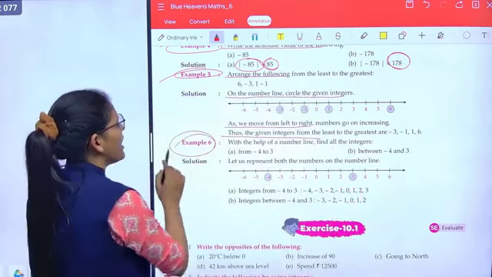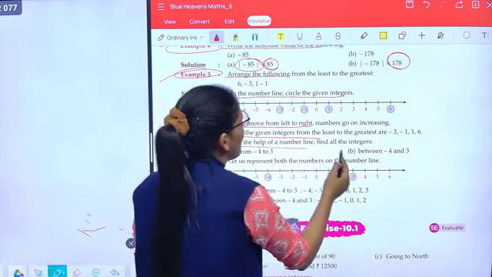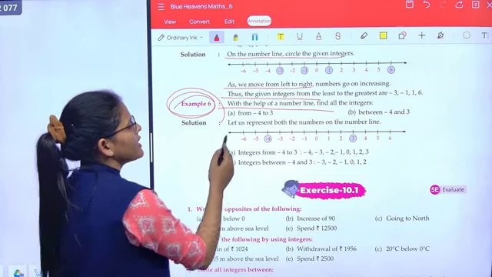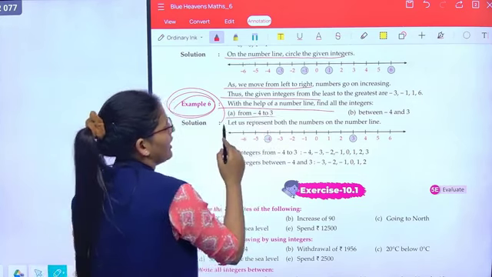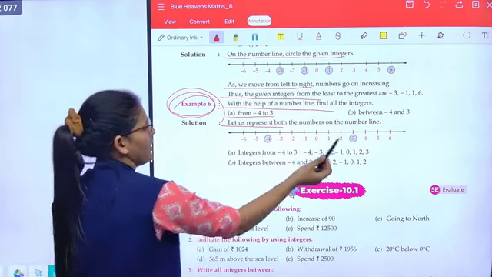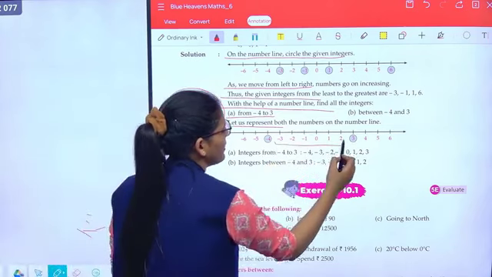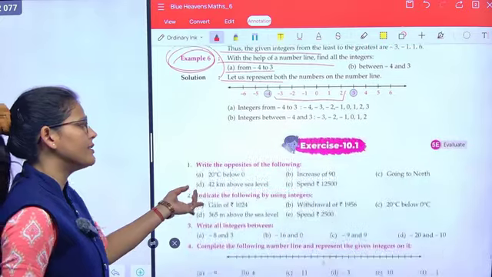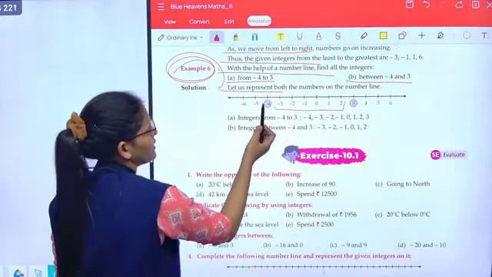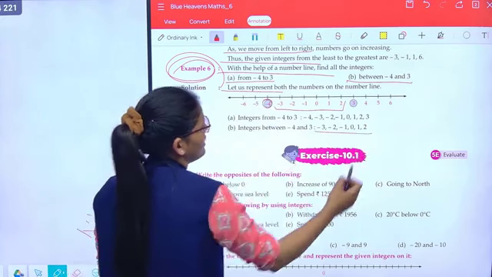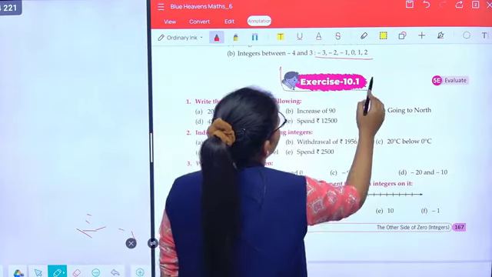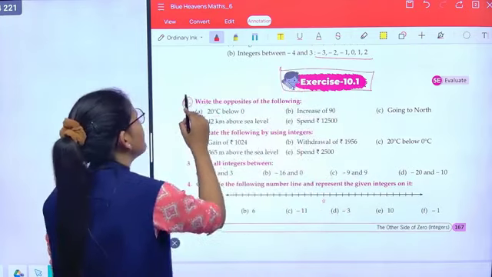Example number 6. With the help of a number line, find all the integers from -4 to 3. Let us represent both the numbers on the number line. Now the numbers in the middle, what will they all be? Integers. Between -4 and 3, you can see here, these are. Understand class?